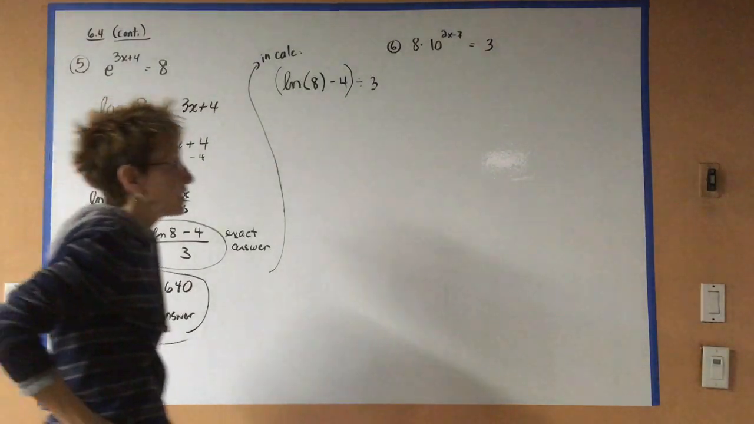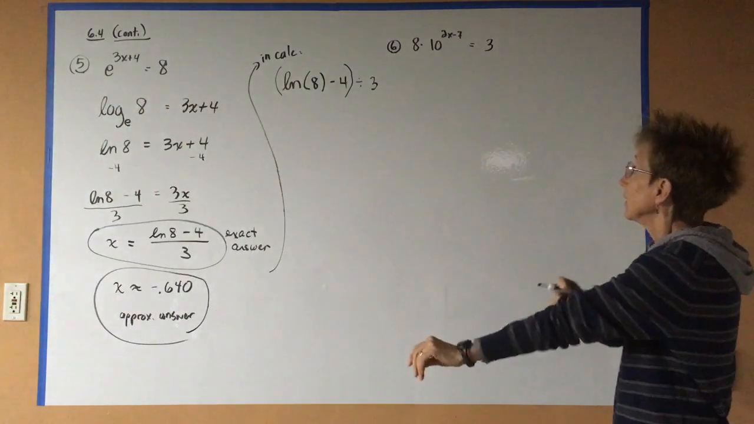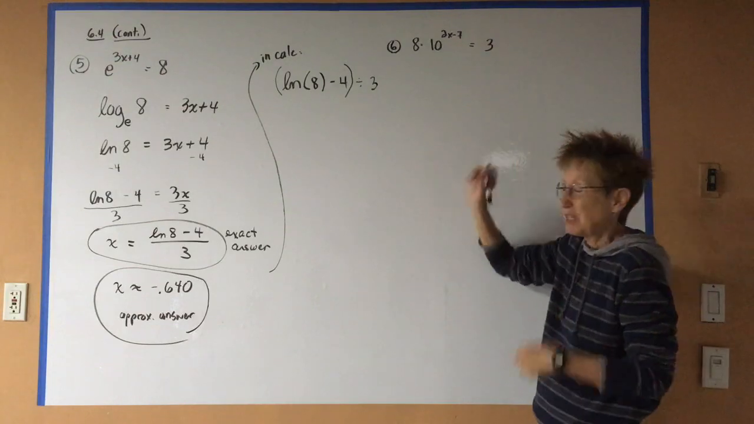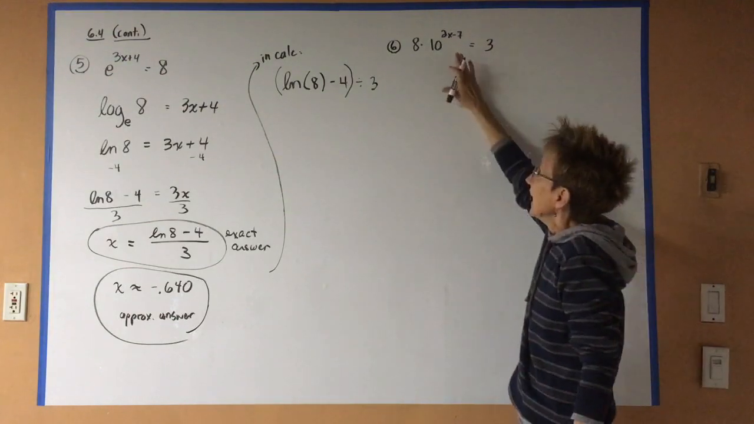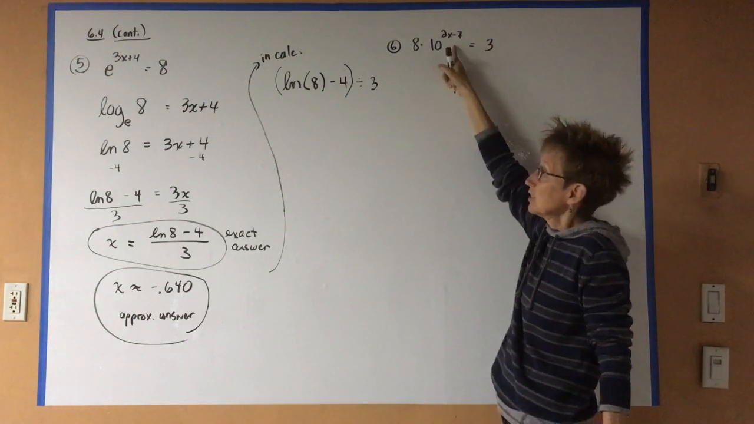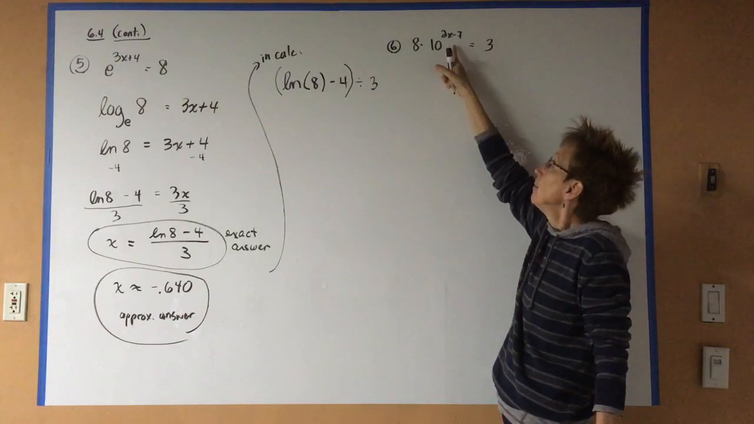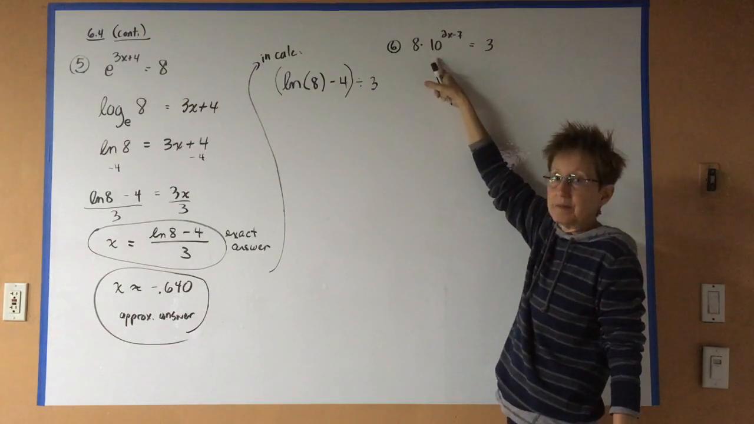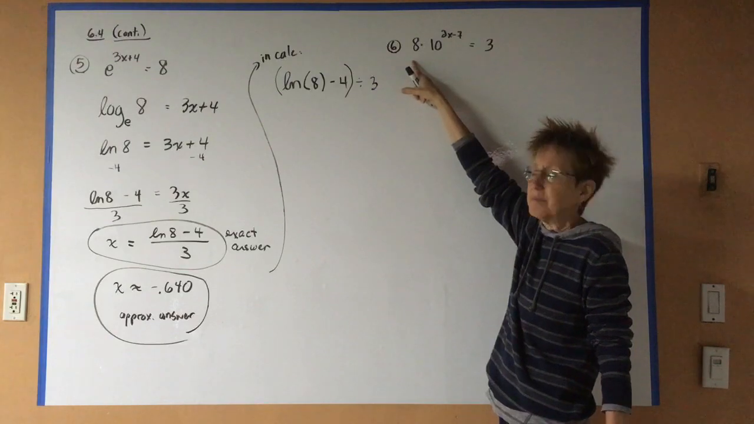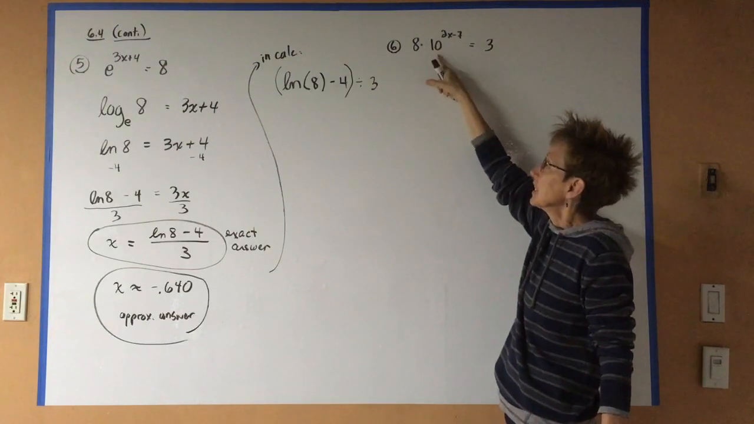Number 6 again says solve, and when I look at this, what I see, it's not a log equation again, I threw a couple of these in here. I see that this is exponential again. And the base here, oh gosh, this is messing me up. See that 8? Because the base looks like 10.